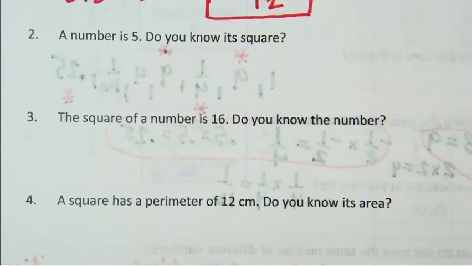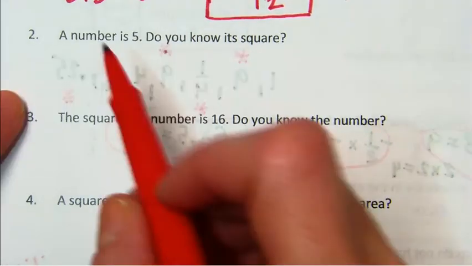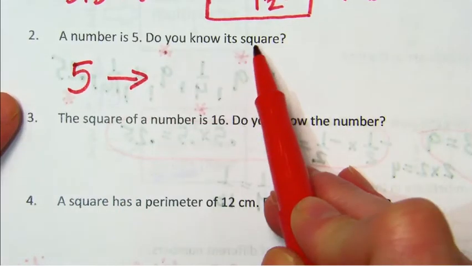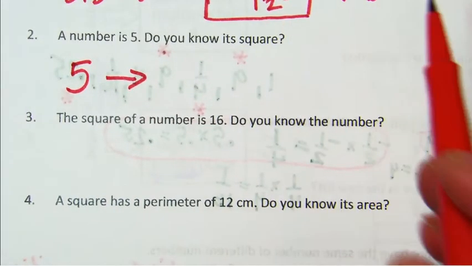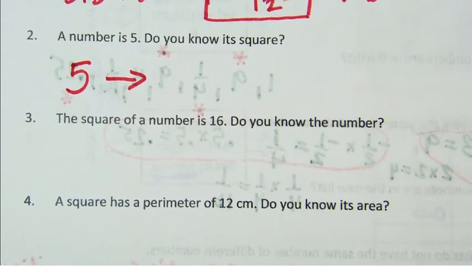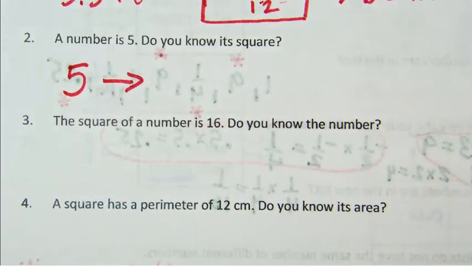A number is 5. Do you know its square? So we're going to be squaring the number. Okay, so if our input is 5, do you know its square? So that's telling me the rule that has to happen. I have to square this number. Okay, and if you remember from our warm-up, squaring means to multiply it by itself, right? So we're going to take the input and it's going to be multiplied by itself.